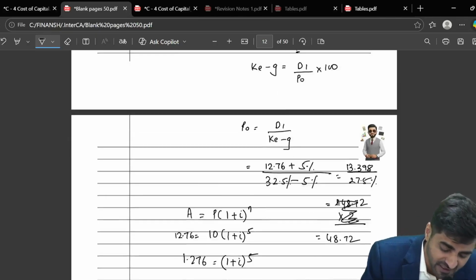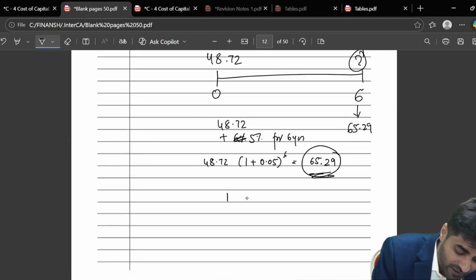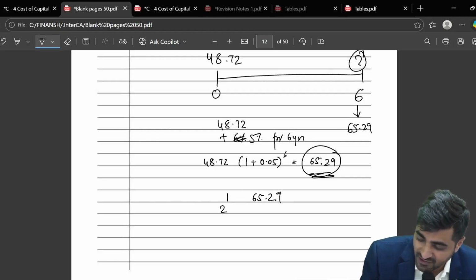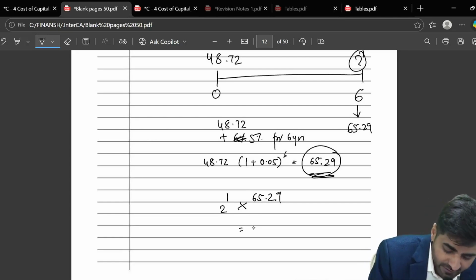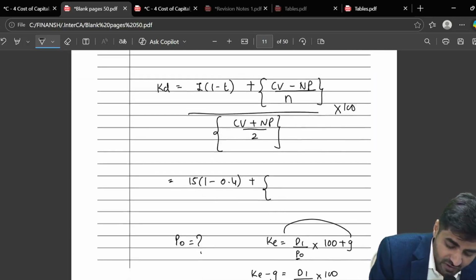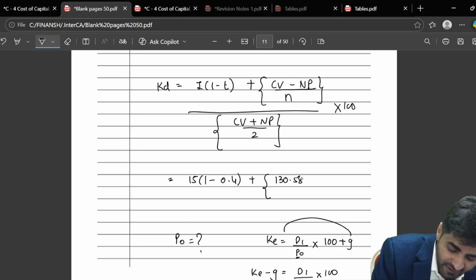So this rupees 65.29 is what? 1 share. Price is 65.29. How many shares am I going to get? 2. So you multiply this by 2. How much is this going to be? 130.58. So what is 130.58? This will be called my conversion value. So which is 130.58.